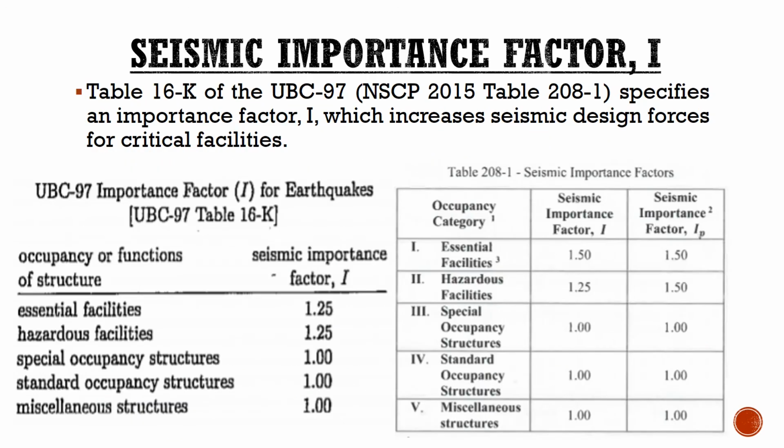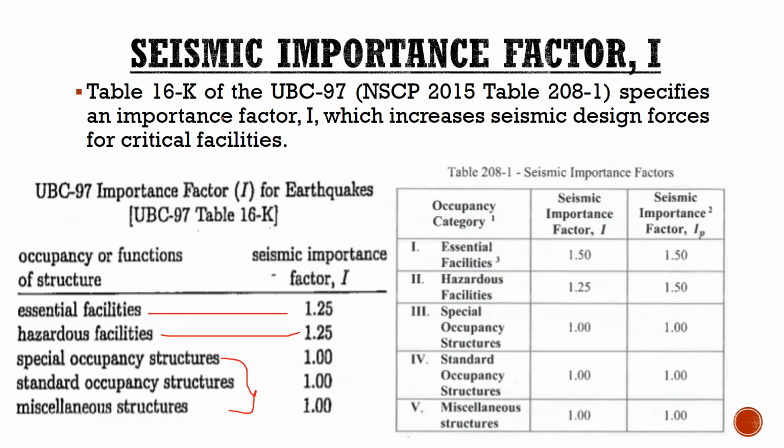And every occupancy category has what we call the seismic importance factor, I. Okay, importance factor, in table 16-K, which increases the seismic design force for critical facilities. So muna yung mga corresponding I niya guys. For essential facility, the seismic importance factor is 1.25, then hazardous 1.25, then special, standard, and miscellaneous is 1.